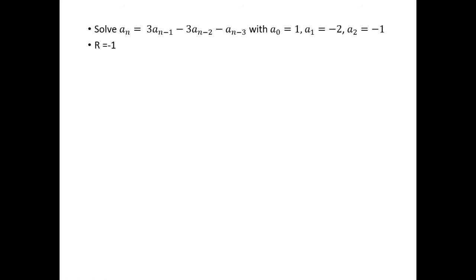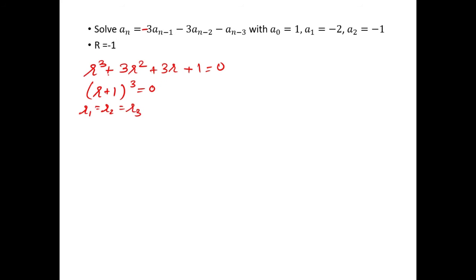And so the characteristic equation is r cube minus 3r square minus 3r minus 1 equal to 0. There's a typing mistake from my side: a negative sign is missing for minus 3 and minus 1. So if you look at this equation, r cube plus 3r square plus 3r plus 1, this is of the form (r plus 1) cube equal to 0. And so we get three roots of this equation, where r1 is equal to r2 is equal to r3 is equal to minus 1.